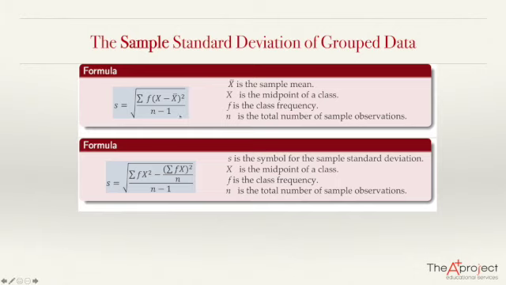In the same way that I presented 2 different formulas for the population standard deviation of grouped data, now we're going to see how we can estimate it if we have the data from a sample, not from a population. The formulas are similar. If you remember, here was the x, the midpoint, minus the population mean. Now we have a sample, so here we are going to have a sample mean.